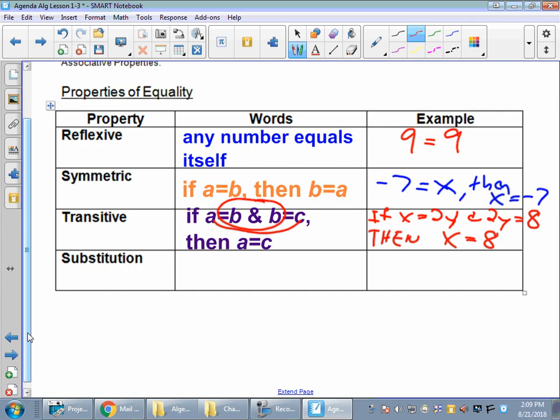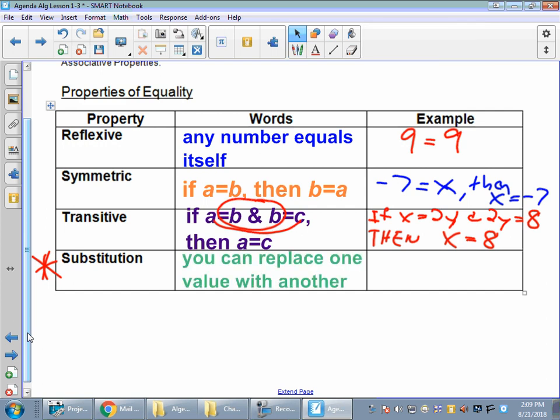And substitution, we've used that before, I think in the last lesson, and basically just substituting numbers in, replacing one value with another. So think about it like a substitute teacher. If I'm gone, you have a substitute, and they're going to teach you for the day. Obviously, they won't do as great a job as I do, but they're going to do the best they can for that day, and that's substitution. So we've dealt with that before.